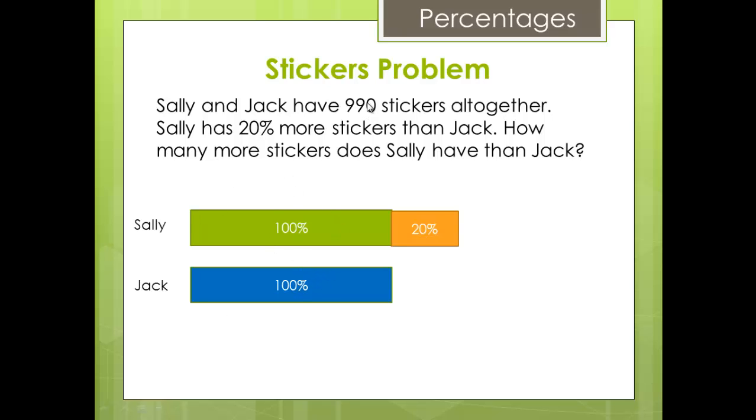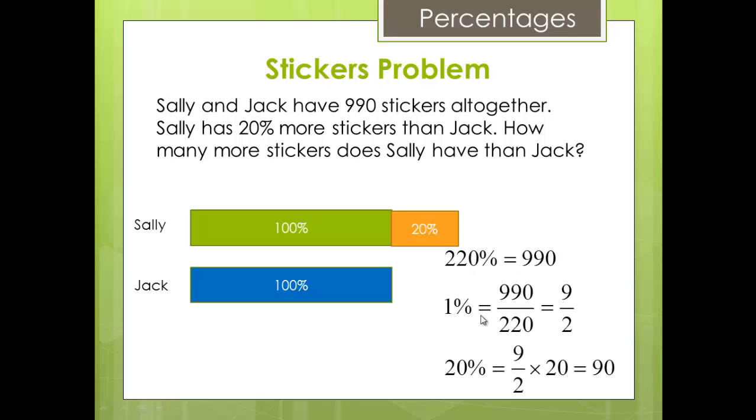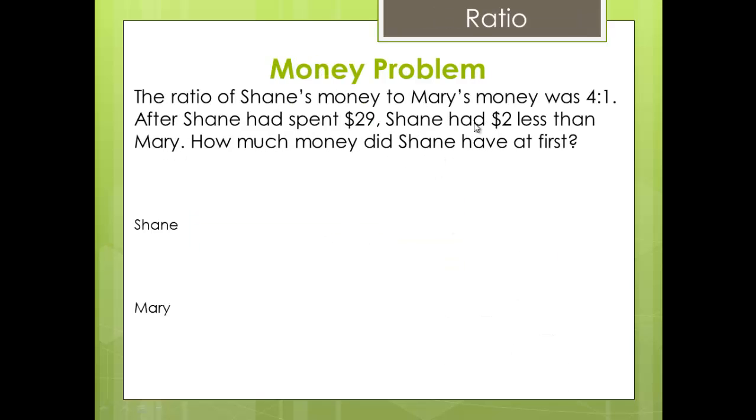220% has to equal the 990 stickers. So if we do the calculations there, we can work out that 1% is equal to 9/2. So 20% is equal to 20 times that, which works out to be 90. So Sally will have 90 more stickers than Jack. Alright, so again a ratio problem.